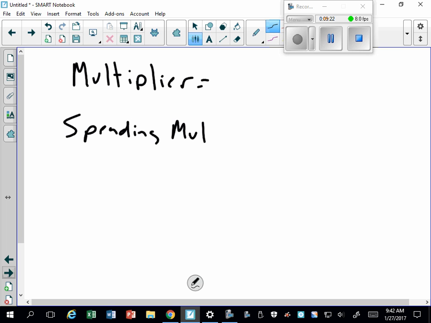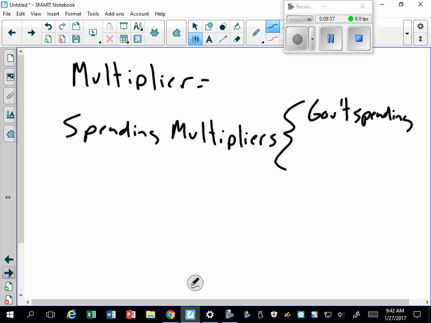Okay, and the spending multipliers are going to be, sometimes it will be the government spending multiplier. And you'll know it's the government spending multiplier because they'll have you say the government increases spending on bridges by $1 billion, let's say. The investment spending multiplier, that's going to be $1 billion a business spends to build a new facility.